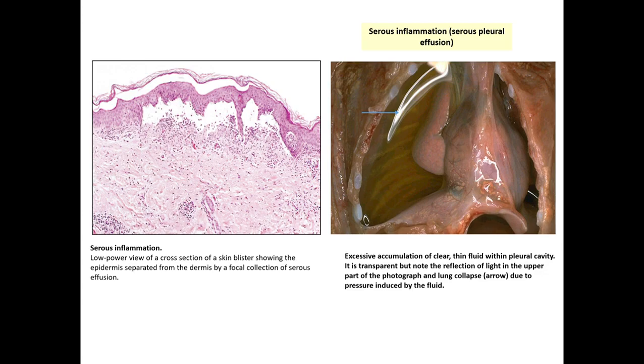On the right side, this is a serous inflammation, serous pleural effusion: excessive accumulation of a clear thin fluid, low in protein, in the pleural cavity. Of course, this is in the lung.